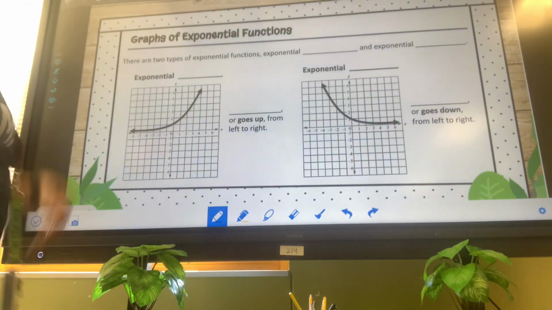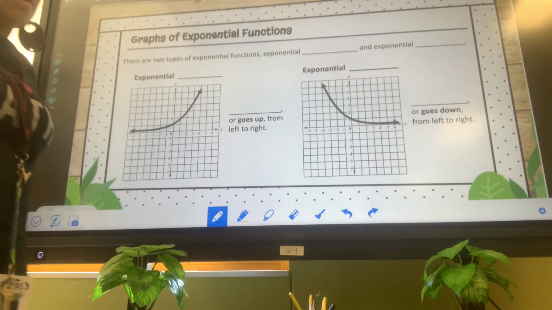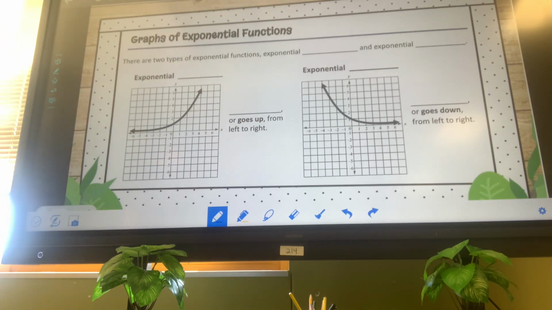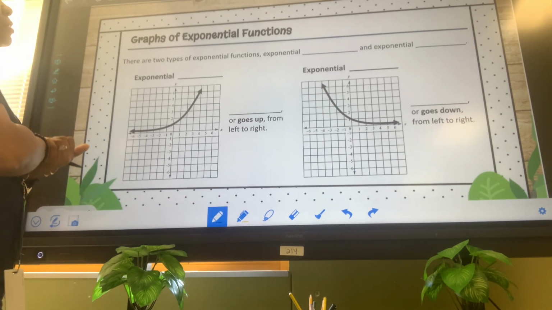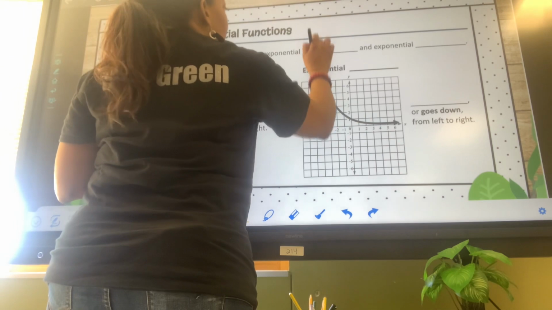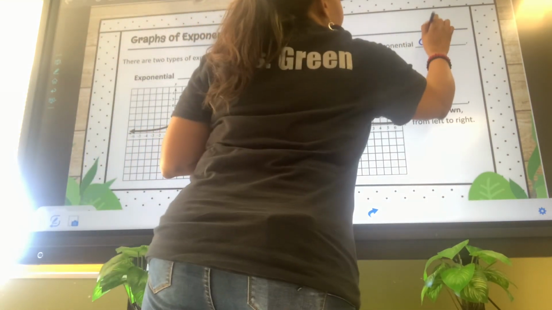All right, hey guys. So we are starting our exponential functions lessons. This is just our lesson introducing them. There's three main things that we're going to talk about today. The first thing is the two types of exponential functions. Our two types are exponential growth and exponential decay.